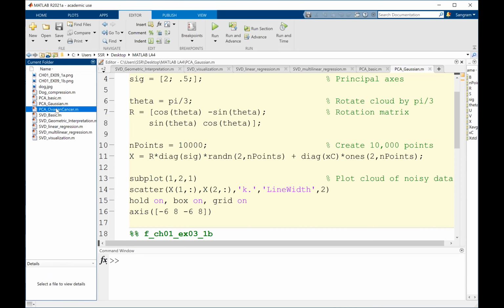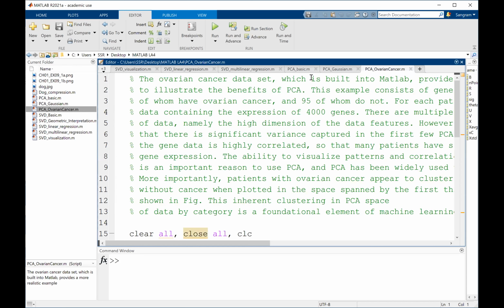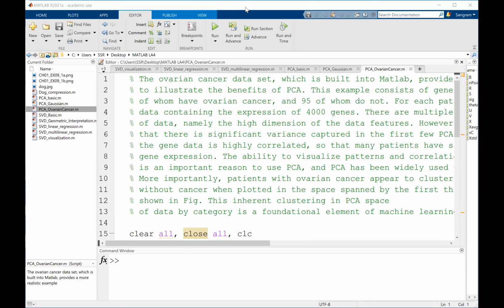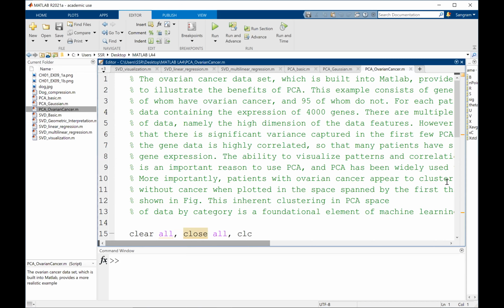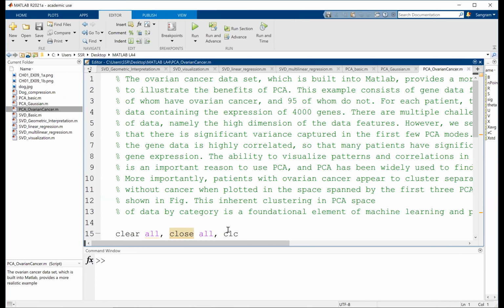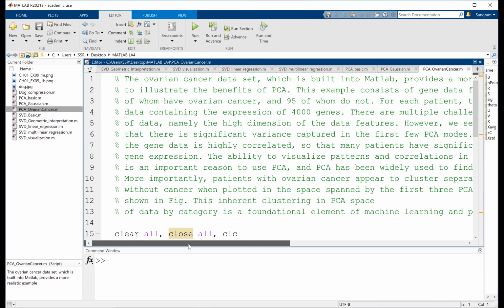Now, what I want to show you, and this is an example I took because it has significance in terms of biomedical applications. So this data comes from the actual data collected for ovarian cancers. The good news is this data is built inside Matlab. Now, if you look at the description, and I gave you the description because then you can understand the importance of the data.